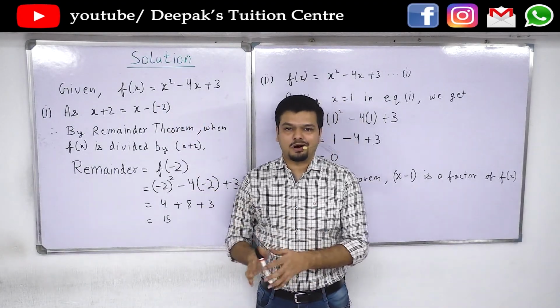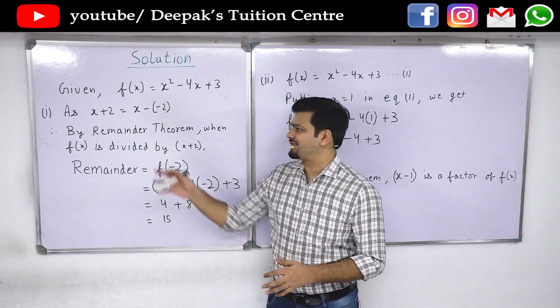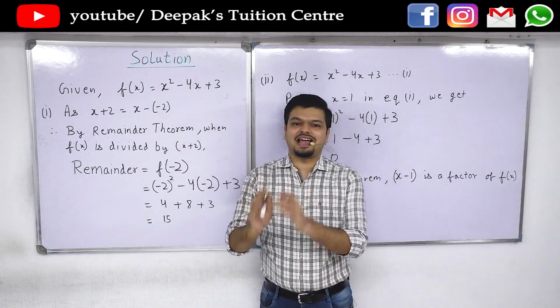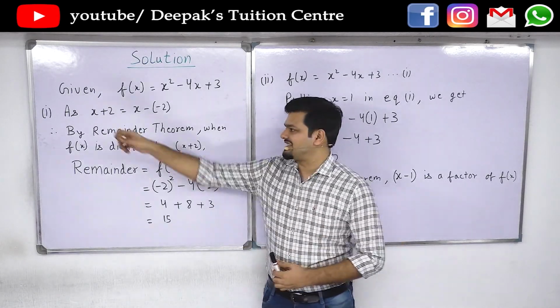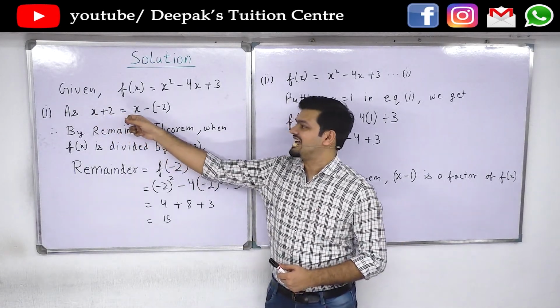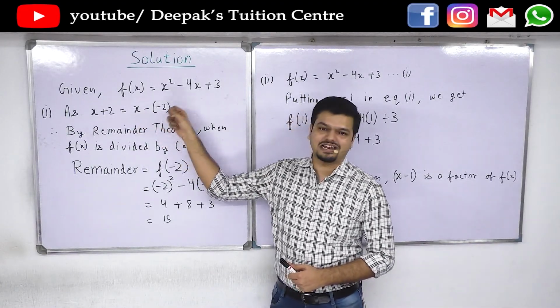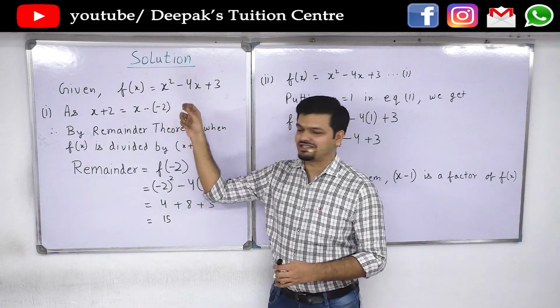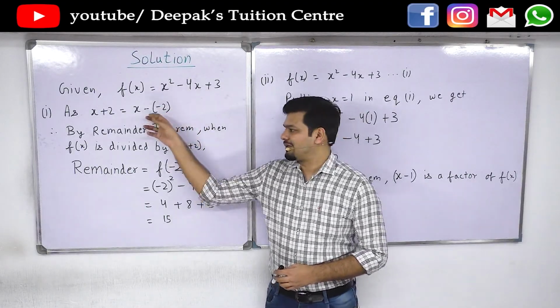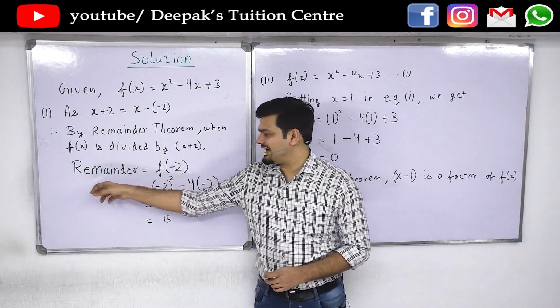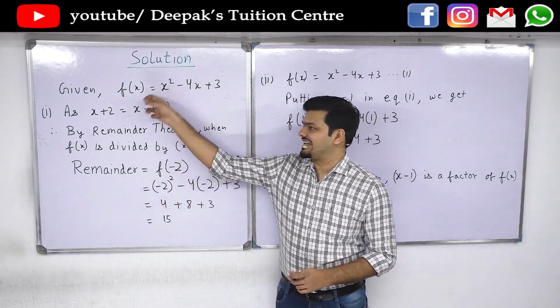To always find the remainder, we first have to express this expression in the form of x minus something. So basically we can write x plus 2 as x minus of something. Here, x minus of minus 2. So therefore this minus 2 is what matters. So by remainder theorem, when f(x) is divided by x plus 2, the remainder is equal to f(minus 2).